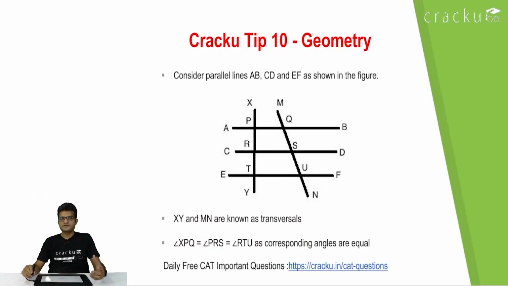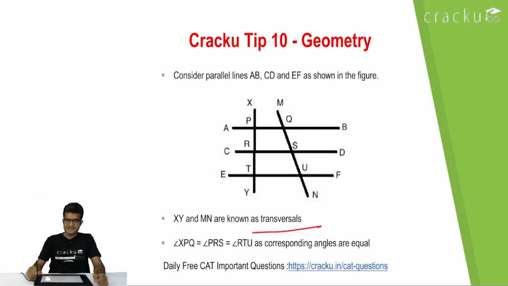Another very important concept in geometry is parallel lines. Here, if you have 3 parallel lines, AB, BD and DF, any line which intersects all the parallel lines is called a transversal. Here XY is a transversal and MN is a transversal.